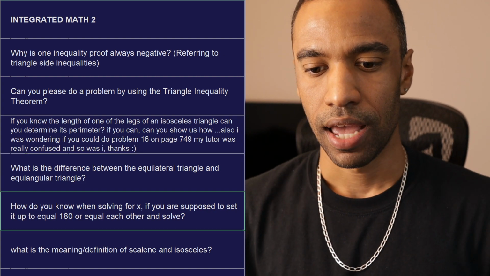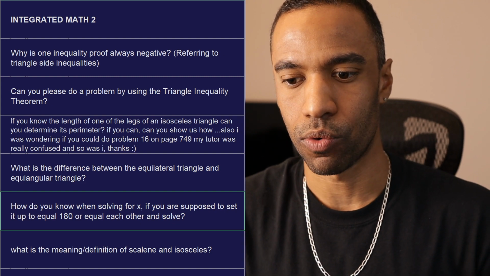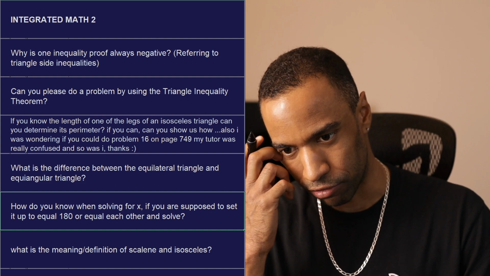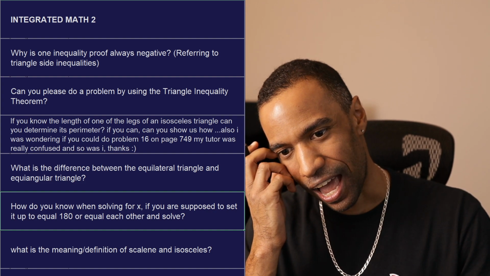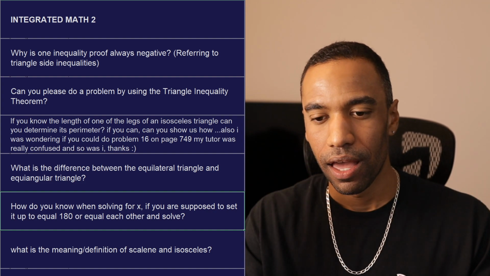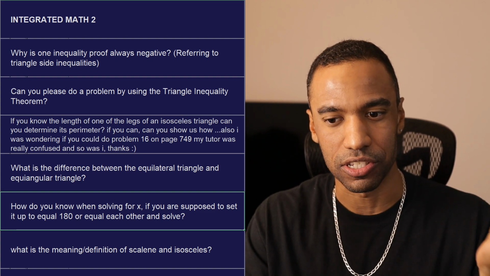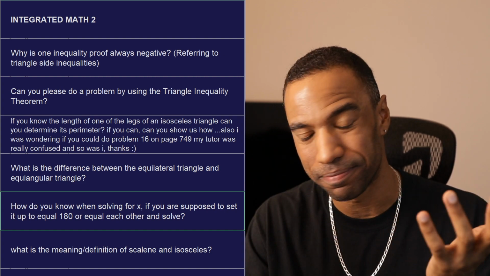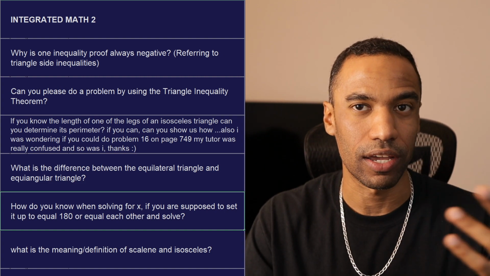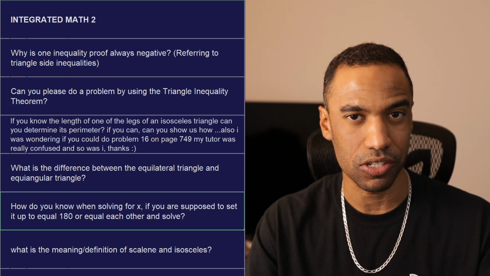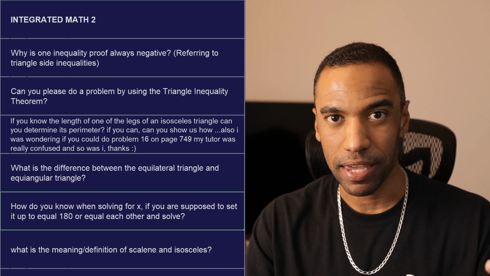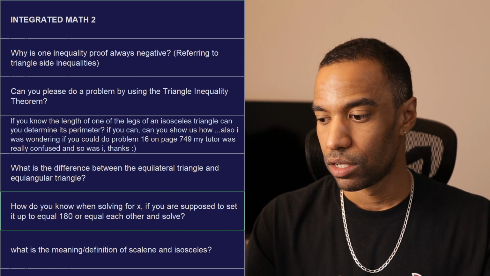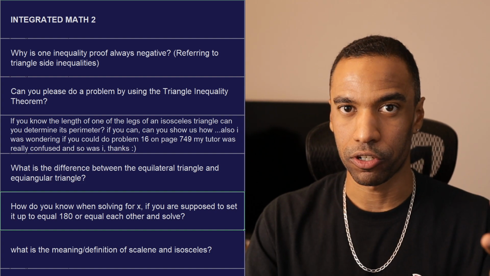Okay, next question. How do you know when solving for x if you are supposed to set it up equal to 180 or equal to each other and solve? I know that there are a lot of problems where we solve for x, but be more specific. I assume we're talking about things with triangles. We've had isosceles triangles where we set things equal to each other, like the base angles. The basic premise of your question is, what are the properties of your shape?